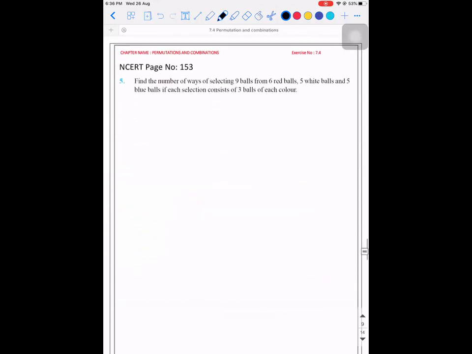Okay. Next one. Harshita, you're there? Yes, sir. So tell me how to solve this. Find the number of ways of selecting 9 balls from how many balls? You have 6 red, 5 white, and 5 blue balls. So what is the total number of balls available? 16, sir. 16. Okay. But what is the condition? Each selection consists of 3 balls of each color, right?